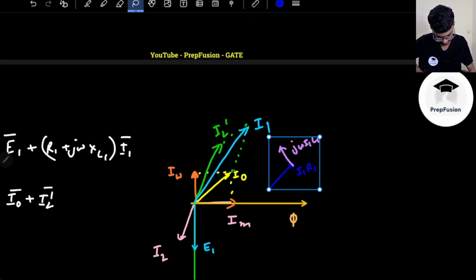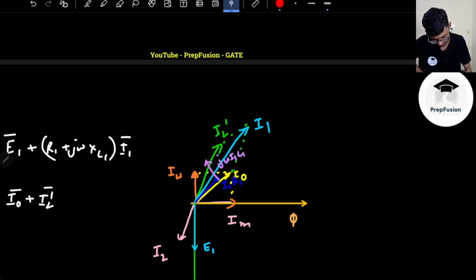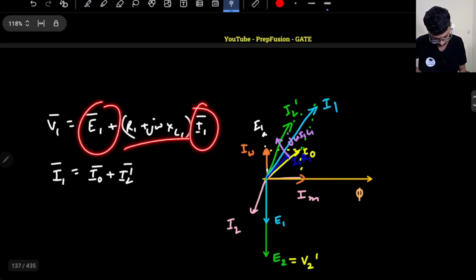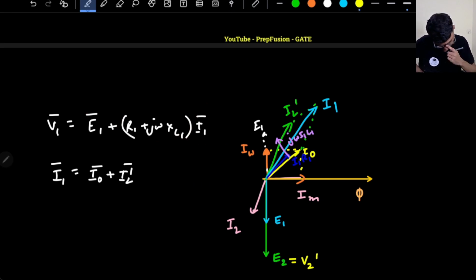So what is happening basically, there are two drops, this I1 R1 and j omega x1. Although I have shown E1 here, originally E1 should be here only, correct? So it is a vector sum of E1 and this drop. So this is the drop and this is E1 basically. So what will be my V1? V1 will be basically the addition of these two vectors.